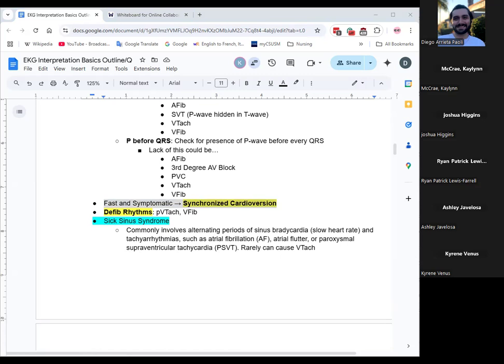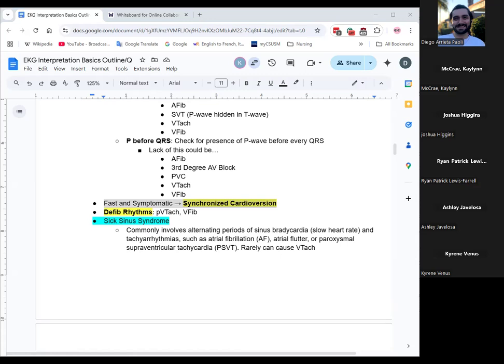Oh, and then I was also asking for the pulseless VTAC and VFib, why are those not part of the synchronized cardioversion? Why does that specifically have to be defibrillated? Because they're dying. Essentially, yeah. Get the jump start, kickstart my heart.